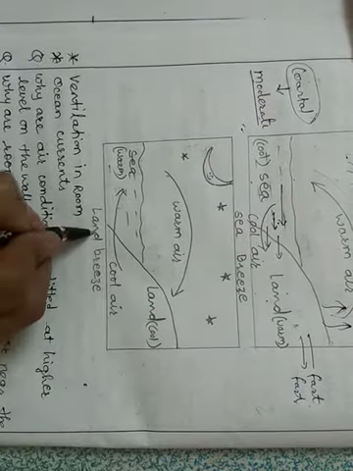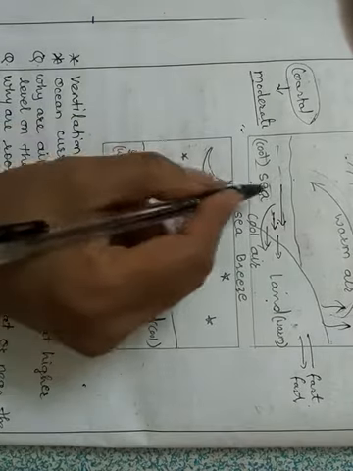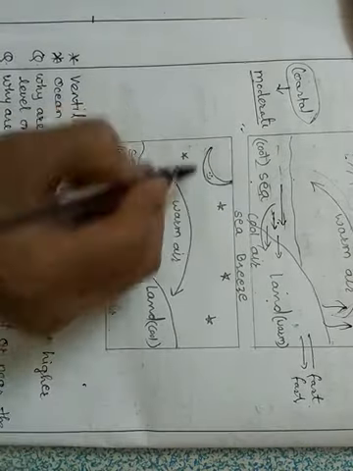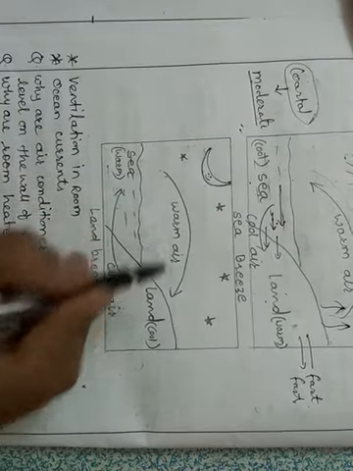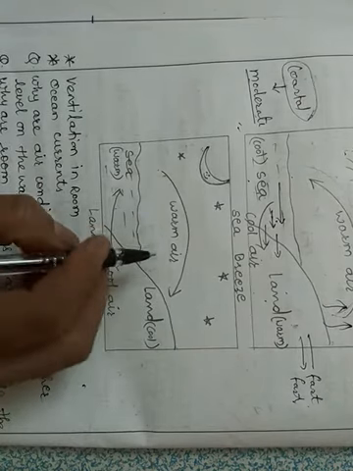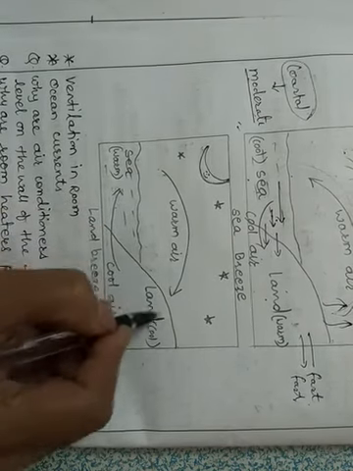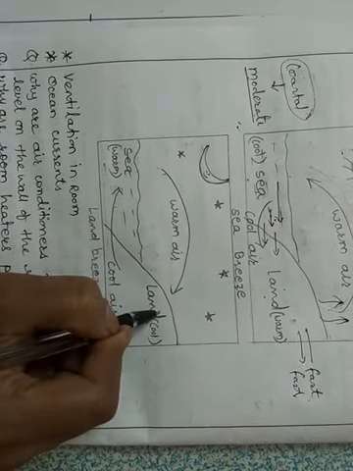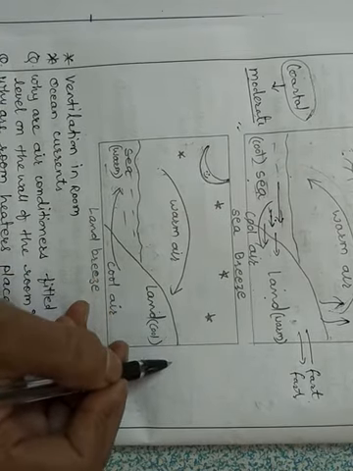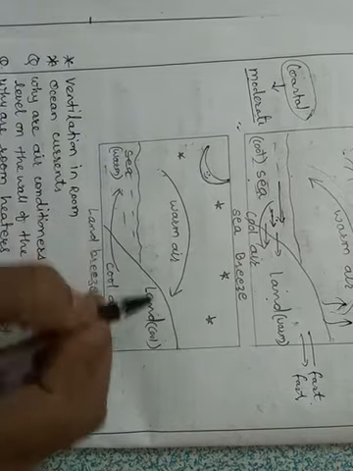Then what is land breeze? This is just opposite to the sea breeze. What happens during the night? During the night the land loses heat faster than the sea water. We know that land gets cooled and gets hot very fast compared to the sea water.